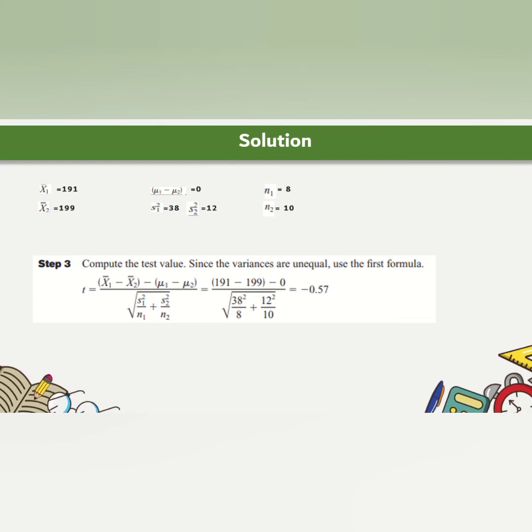Then for step 3, compute the test value. Since the variances are unequal, use the first formula. t is equal to (sample mean 1 minus sample mean 2) minus (population mean 1 minus population mean 2), all over the square root of variance of sample 1 over sample size 1 plus variance of sample 2 over sample size 2, which is equal to 191 minus 199 minus 0, all over the square root of 38 squared over 8 plus 12 squared over 10. That is equal to negative 0.57.